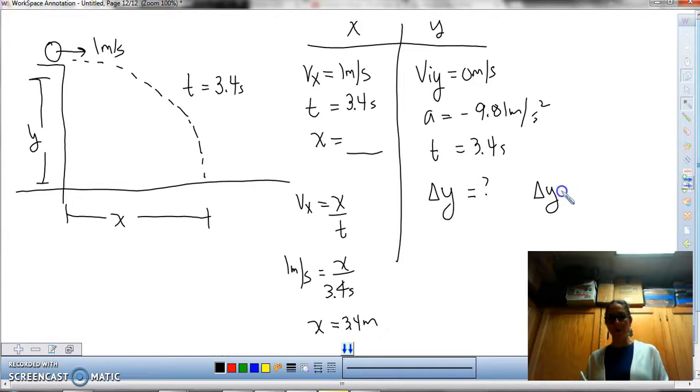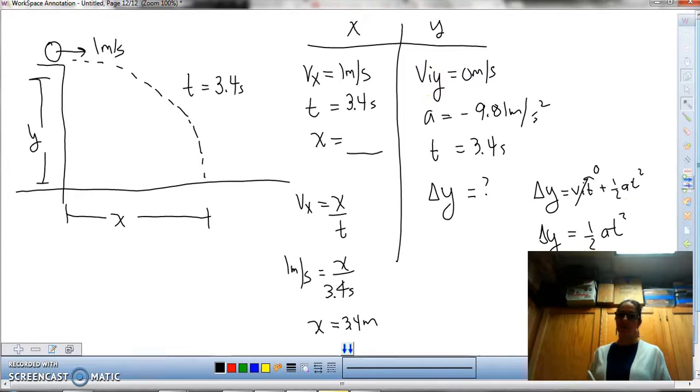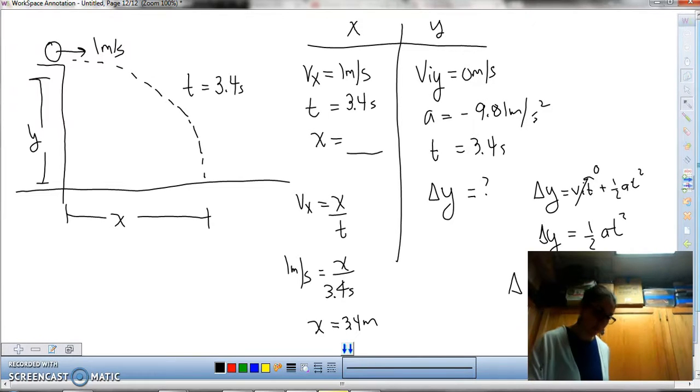For the vertical part, for horizontally launched projectiles, I like this equation because you can simplify it because the initial vertical velocity is always 0. So if you want, you can just skip ahead and do this for horizontal launches. That's really nice, because of that it's much simpler. So plugging in my numbers, a is for acceleration, 3.4 seconds squared, 0.5, 9.81, 3.4 squared, 56.7. Now it's negative because it fell that far.